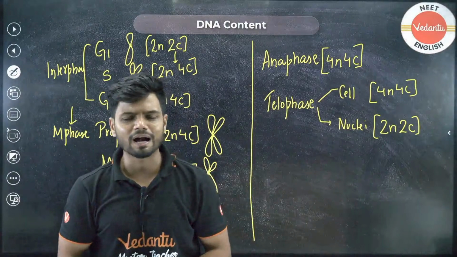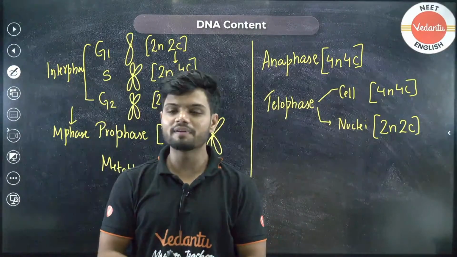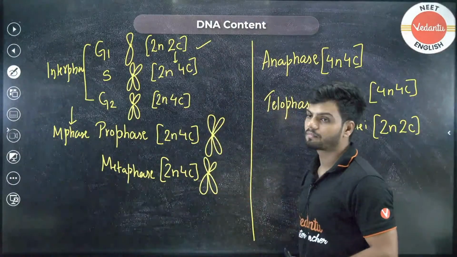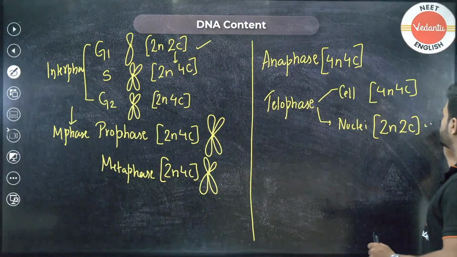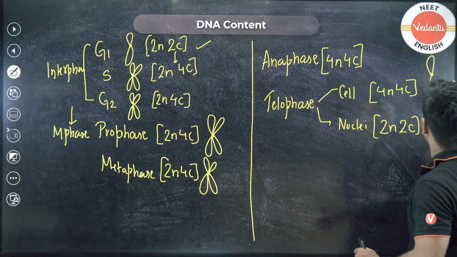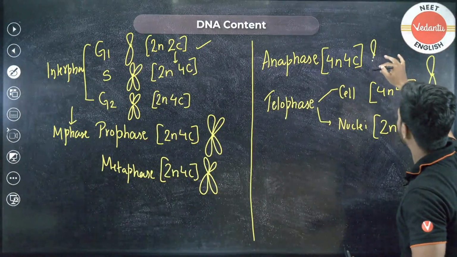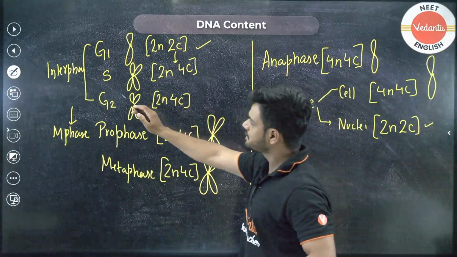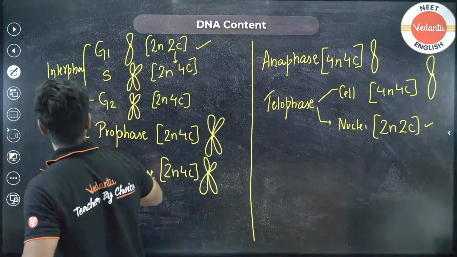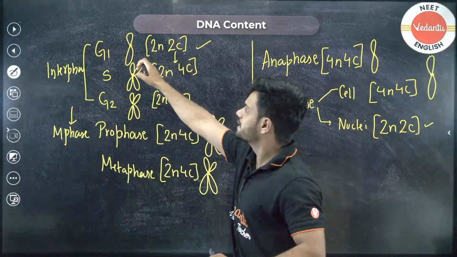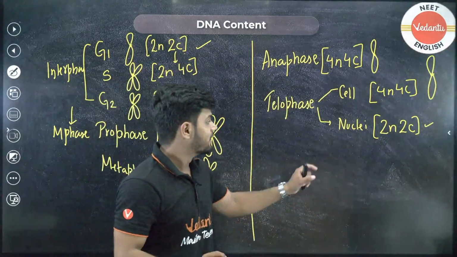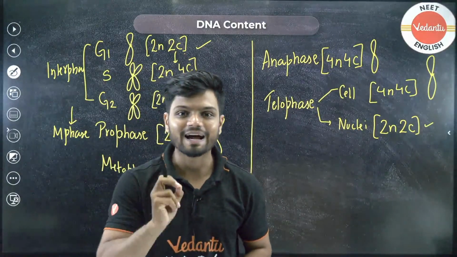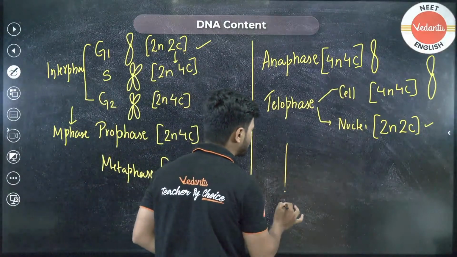Now students, how did we start the cell cycle? The cell cycle started with 2N 2C. How is it ending? Ending with 2N 2C, but single chromatid, right? Here also we are single chromatid because in anaphase there is separation of chromatid. We started the cell cycle with 2N 2C single chromatid. How are we ending? 2N 2C single chromatid.